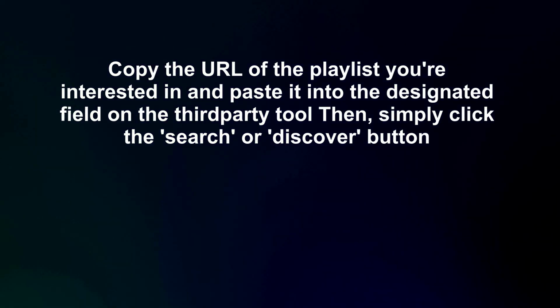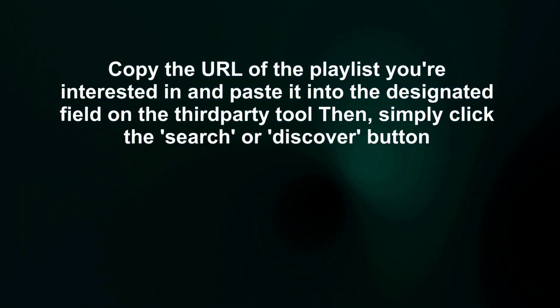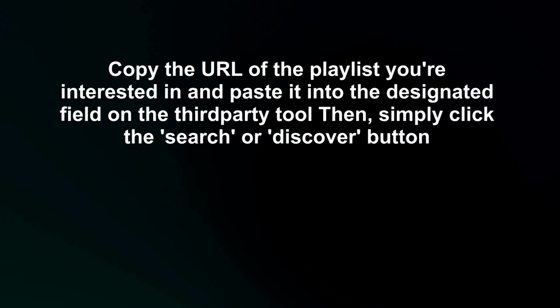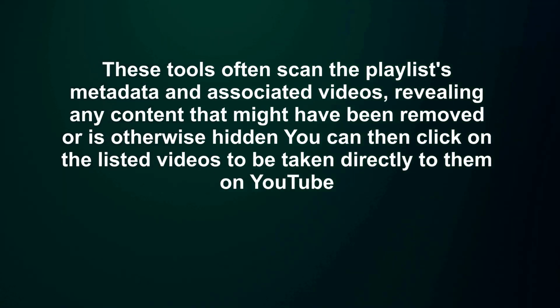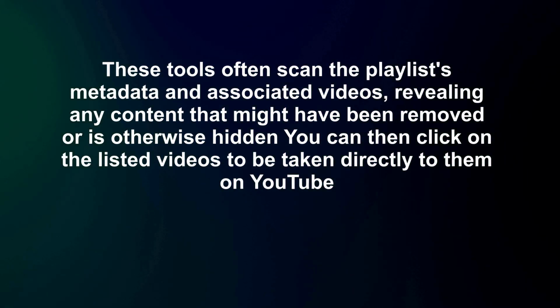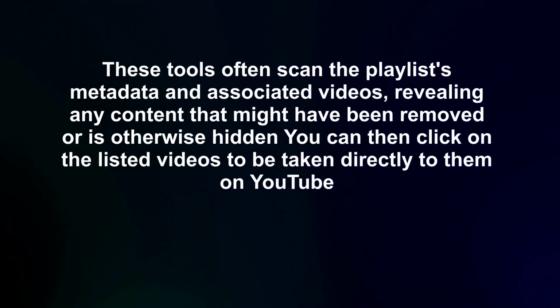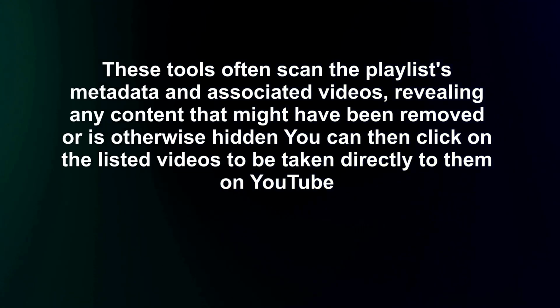Copy the URL of the playlist you're interested in and paste it into the designated field on the third-party tool. Then, simply click the Search or Discover button. These tools often scan the playlist's metadata and associated videos, revealing any content that might have been removed or is otherwise hidden. You can then click on the listed videos to be taken directly to them on YouTube.